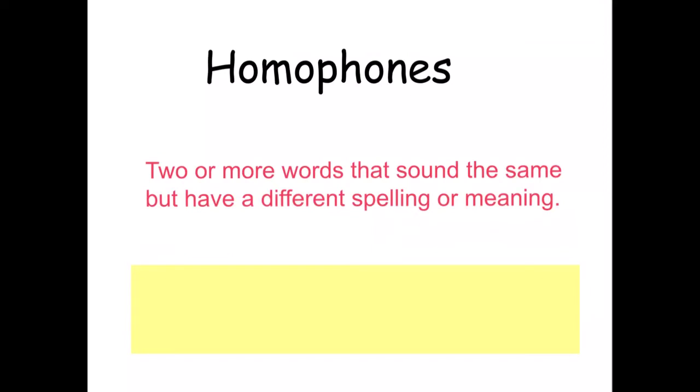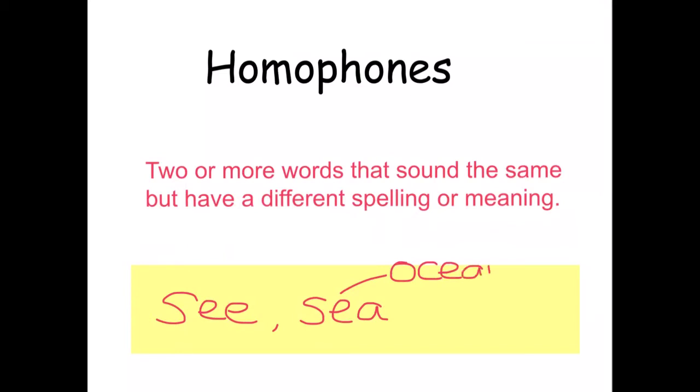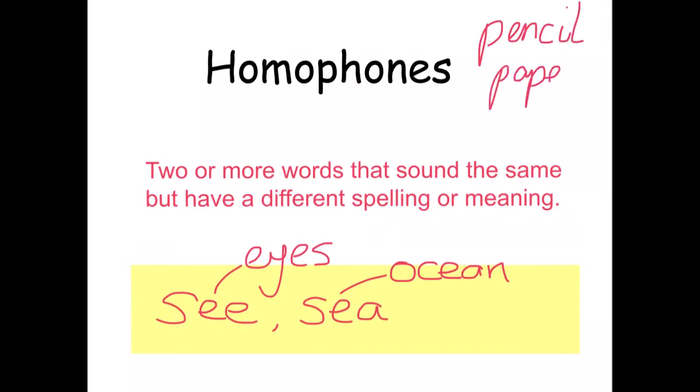So for instance, we could have the word sea and see. Sea as in the oceans, and see as in what you do with your eyes. But today we're going to look at three specific homophones: there, their, and they're. You will need a pencil and some paper to answer questions throughout this video.